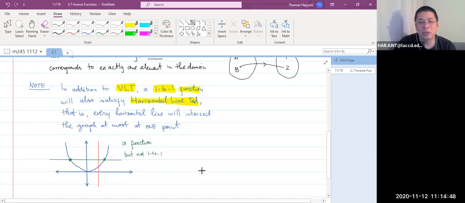So how about a function that is one-to-one, Thomas? Can you give us an example? Yeah, sure.